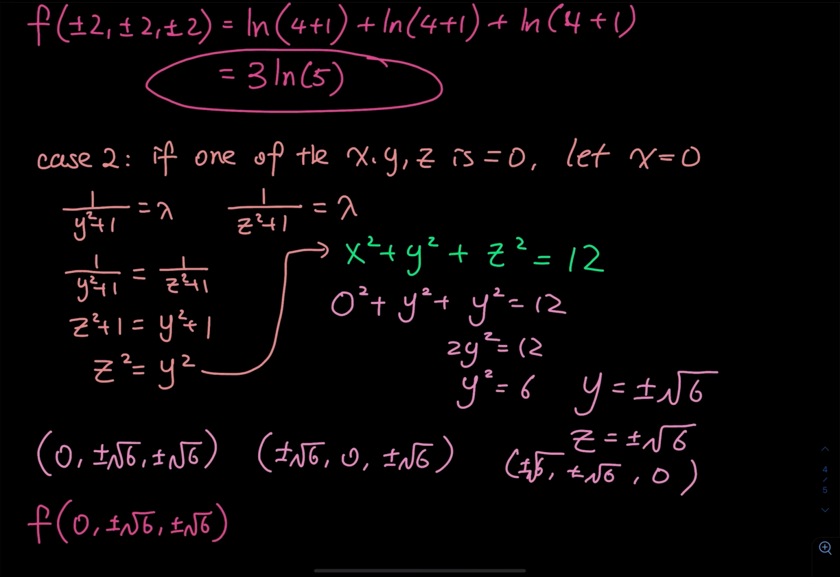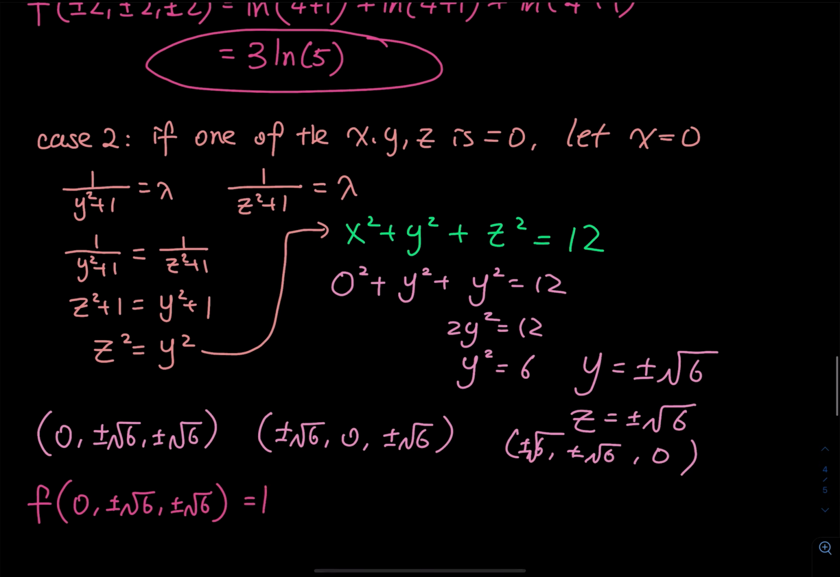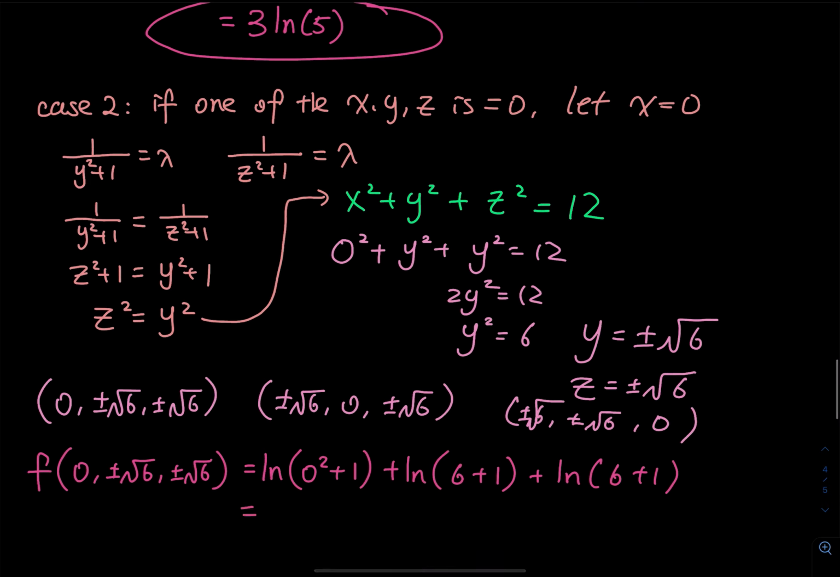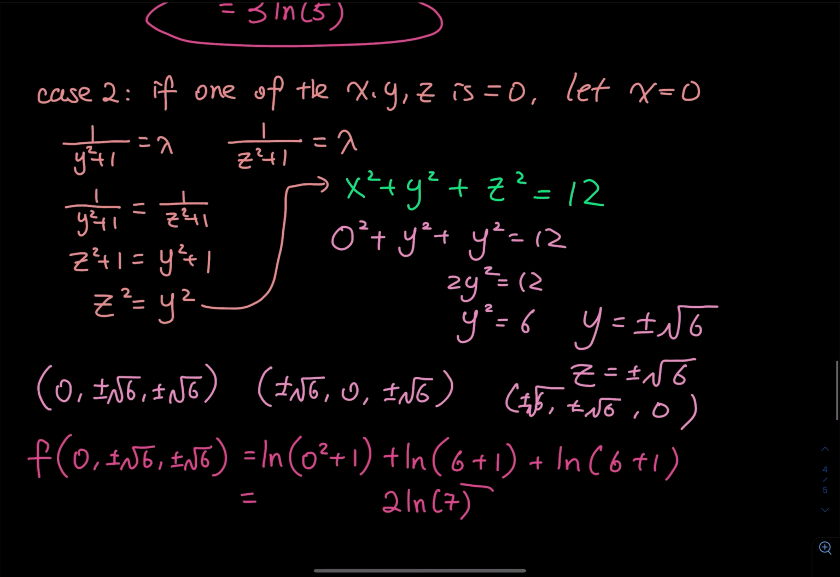You know what? For x, y, z, all three ln's are the same once you square. So 0 squared plus 1, and then ln. You have the square of the square root, so that will be 6 plus 1, plus you square the square root 6 plus 1. So this will be equal to ln 1, which is 0. So that is 2 times ln 7. So even though you put the 6 in here, the 0 in here, that is the same thing.